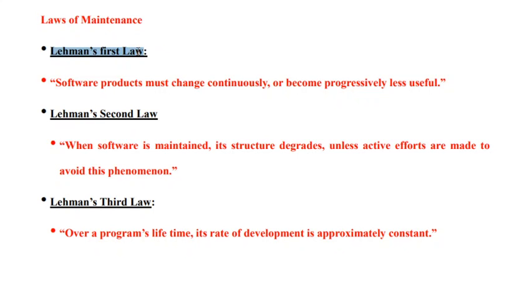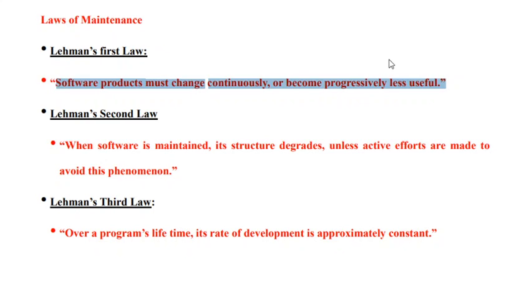The first law states that a software product must continuously change or become progressively less useful. Now this is very true. A software product has to continuously change in order to meet the changing requirements of the customer. And if it does not incorporate the changes, then definitely the software will be less useful, and eventually the software will be forced into retirement. So our software product has to continuously change, maybe for correction, perfection, adaptation, or prevention, but it has to continuously change.